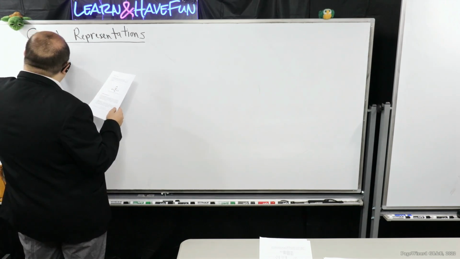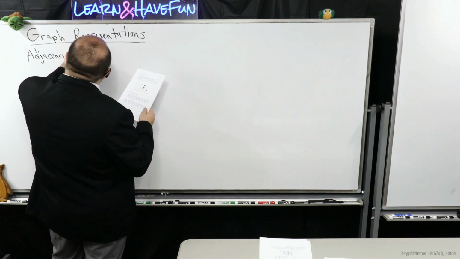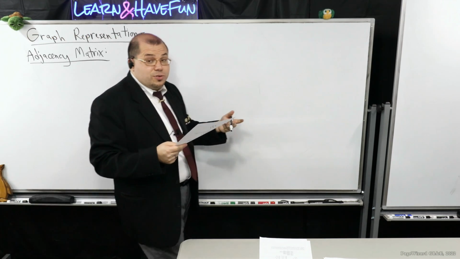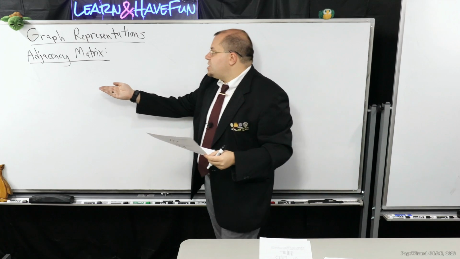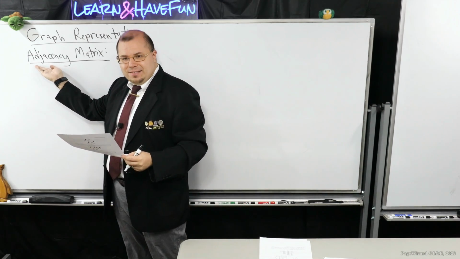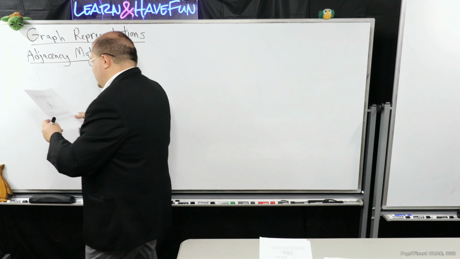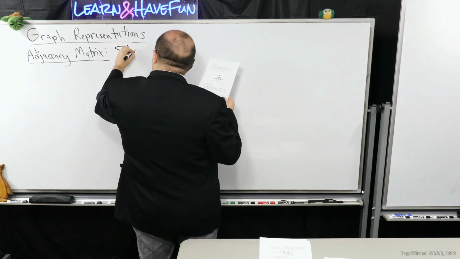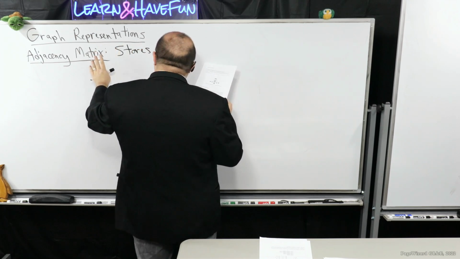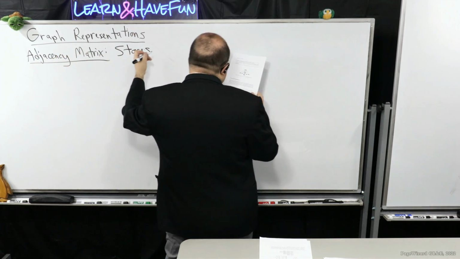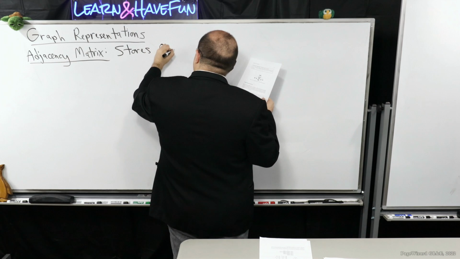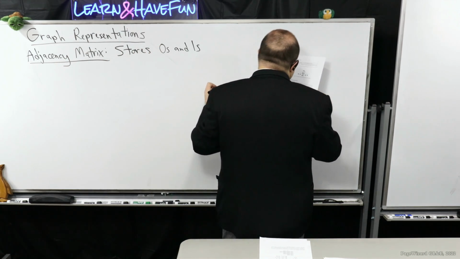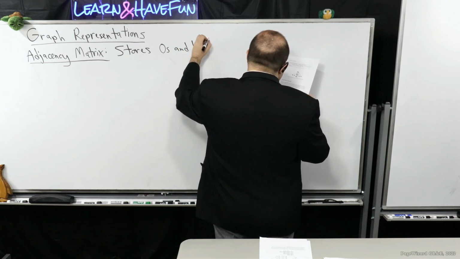Adjacency matrix. As the name suggests, it's based on the adjacent relationships between vertices or nodes. So the relationships that are going to be captured are based on adjacency. What do I mean by this? You can think of it as a matrix, which is either a table or a two-dimensional array. It stores zeros and ones, or as I'm going to show you, you can go a little further with this if you like.